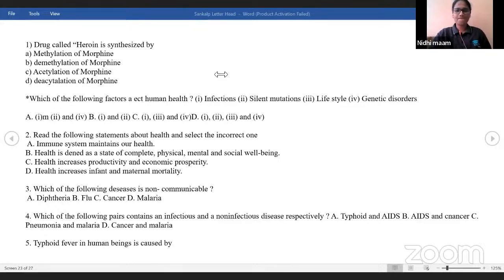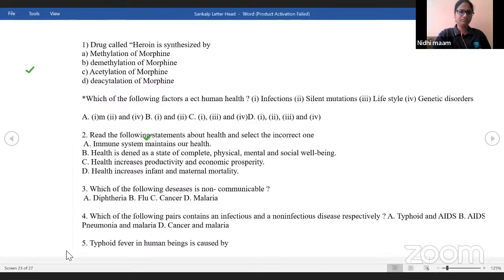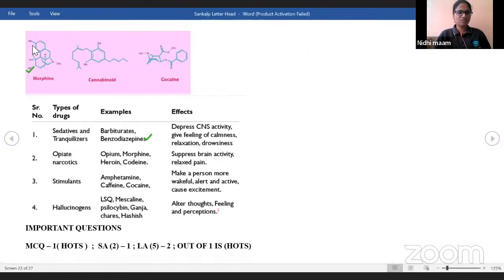The right answer is option C, acetylation of morphine. When the chemical substance morphine is acetylated, we get a drug called heroin. What does heroin do? See here in this table: opium, morphine, heroin, codeine. These act as opiate narcotics. Heroin and morphine are examples of opiate narcotics.